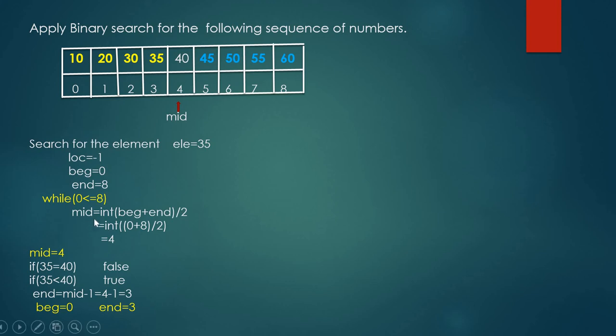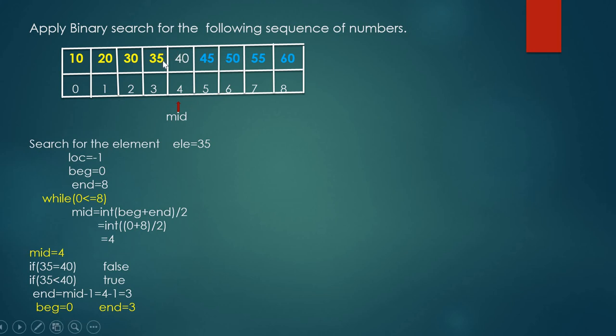Next we need to find the mid position. Mid is equal to the integer value of (beginning plus end) divided by 2, that is the integer part of (0 plus 8) by 2. 8 by 2 is 4, so mid is equal to 4. This is the middle position, and the middle element is 40. Here we are searching for ELE equal to 35.